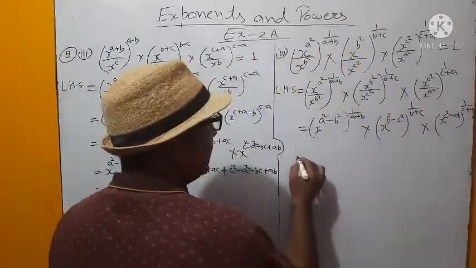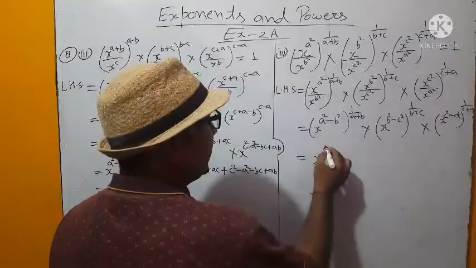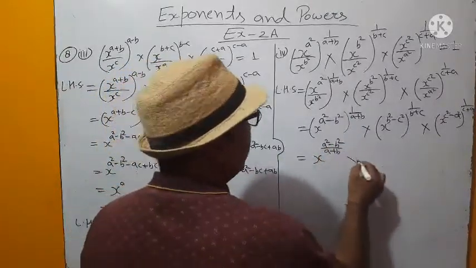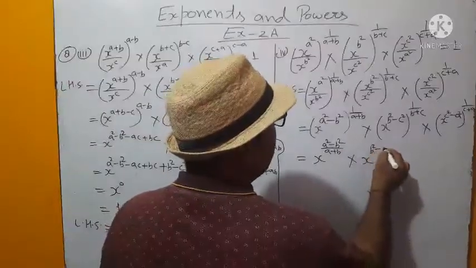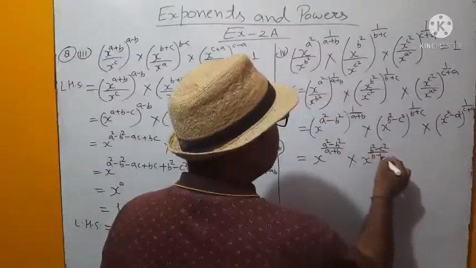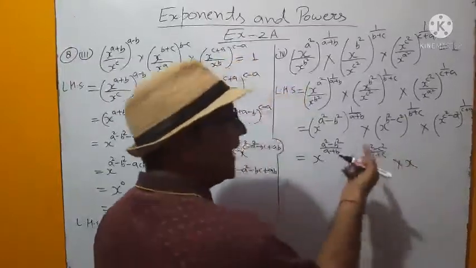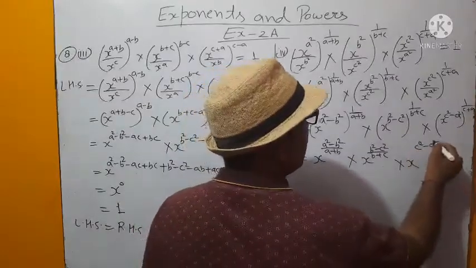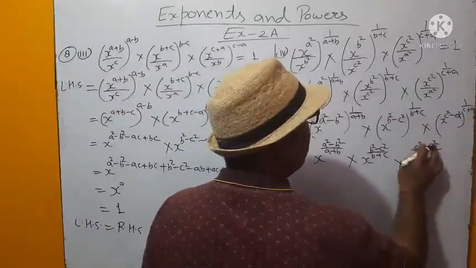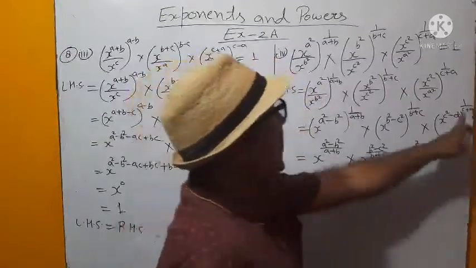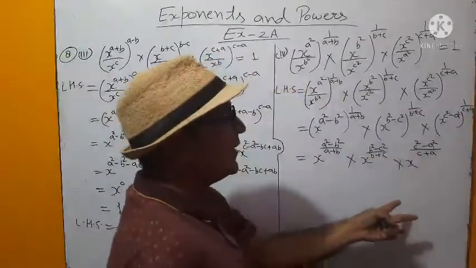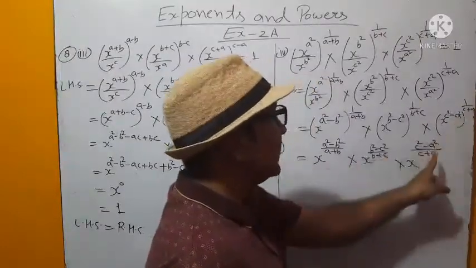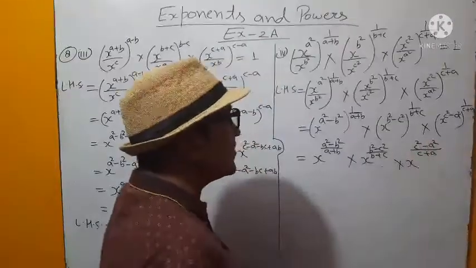Okay. Now exponents over exponents are multiplied. So x power a square minus b square upon a plus b, into x power b square minus c square upon b plus c, into x power c square minus a square upon c plus a. I am using the exponential law only. Exponent over exponents are multiplied together. When 1 upon c plus a is multiplied by c square minus a square, then you will get c square minus a square upon c plus a.